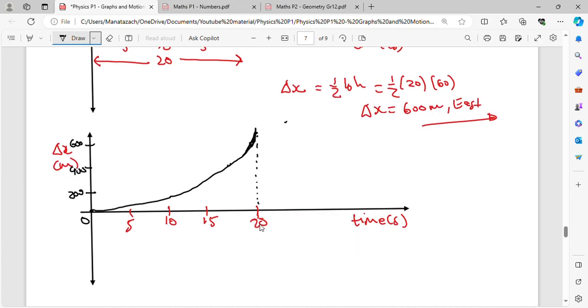Okay, so that's it for today. We have come to the end of part B.